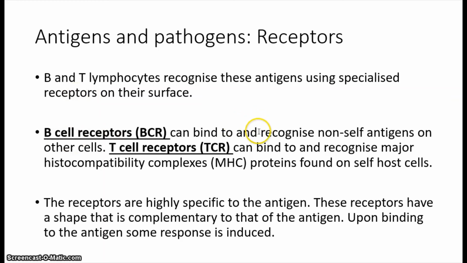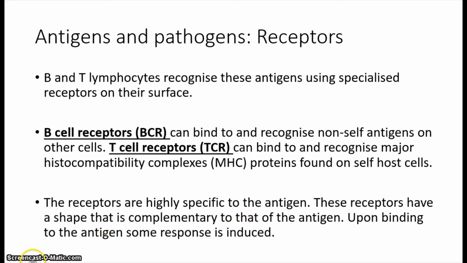The B cell receptors bind and recognize the non-self antigens on the pathogens that we've spoken about, whilst the T cell receptors bind to what are called major histocompatibility complex proteins, which are found on the host cells. These are molecular structures that have our own antigens on them, and these are what are recognized by the T cells. Just reinforcing that idea: the B cells recognize the non-self antigens on foreign material such as pathogens, whereas the T cell receptors on our T cells recognize the antigens that are loaded up into these major histocompatibility complex proteins found on our own host cells. Upon binding to the antigens, some response is then induced, and we'll talk about this later in a few more weeks.